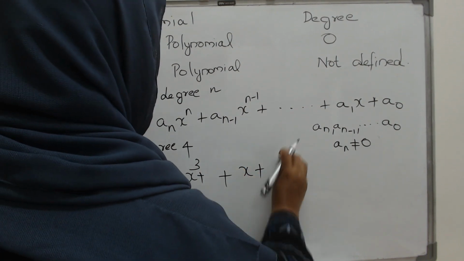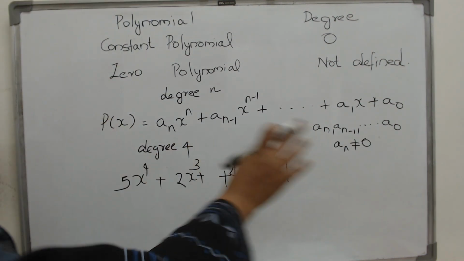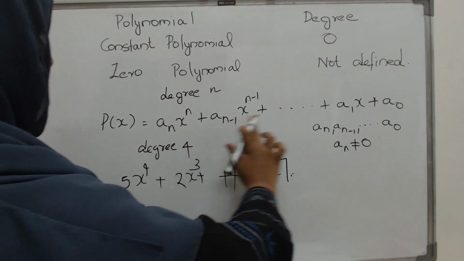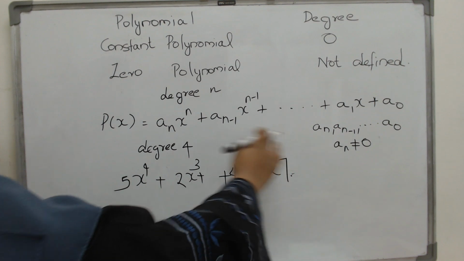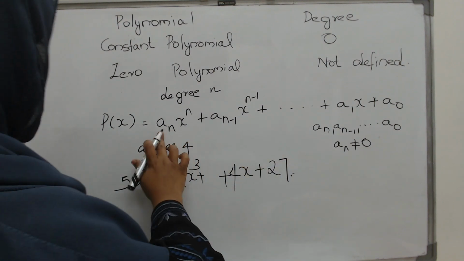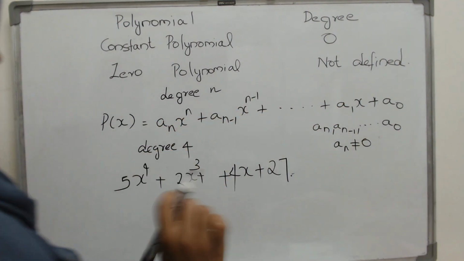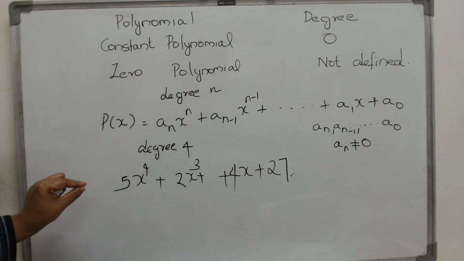Plus this into say 27. We just need to be any numbers, a_n, a_(n-1), a_1 and a_0. All of this can be any number that you can think of. Any positive, any negative number that you can think of. These numbers can be any number that you can think of, but make sure that your a_n cannot be 0.